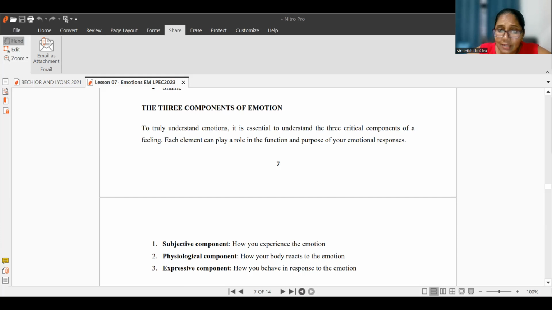Then the second one is the physiological component. This component explains the physical differences created as a result of this emotion.